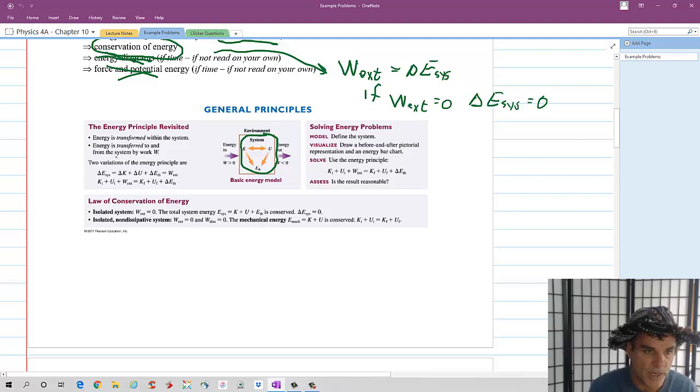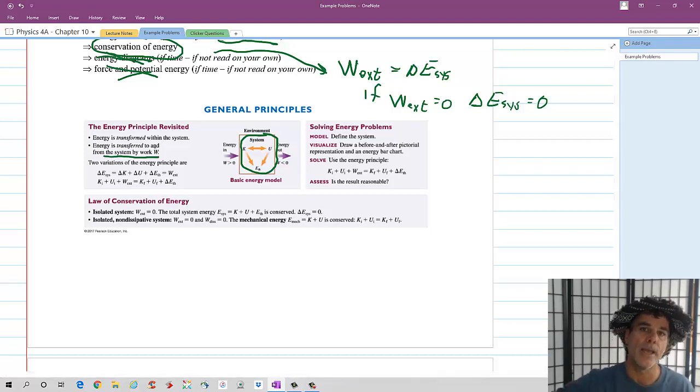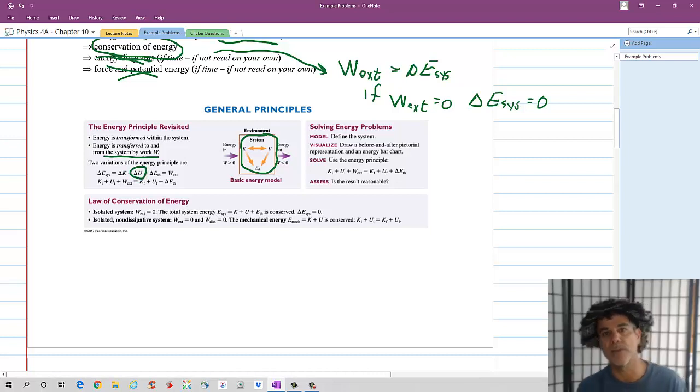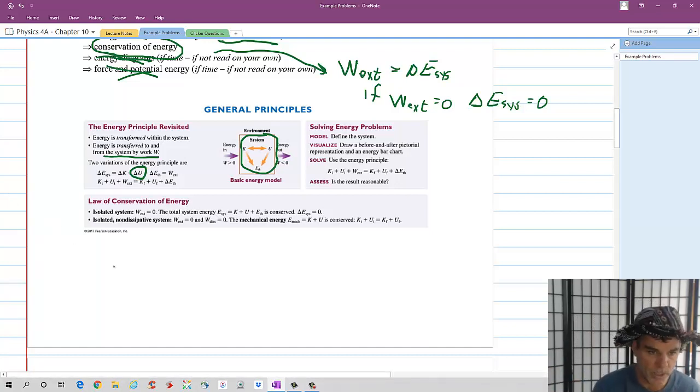But if the environment does work, then that work will transfer energy either to the system or out of the system. If the work is positive, energy is transferred to the system. If the work is negative, energy is transferred from the system. So the total energy of the system changes by the amount of work done on it. Your book, just so you know, combines the elastic and gravitational potential energy into one term, but it's really two separate terms. So our big equation again: the work done by external forces equals the change in energy of the system.